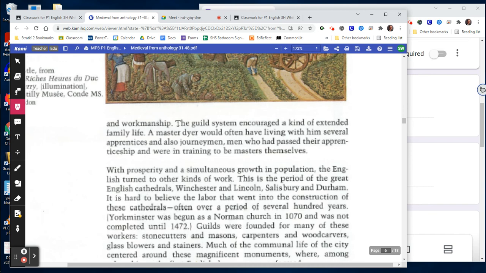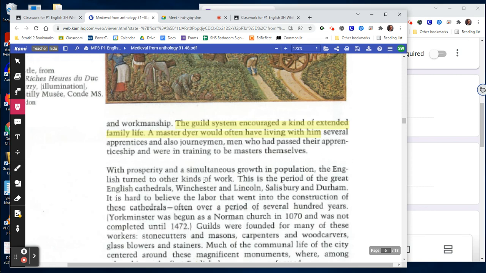Okay, here one of the things that's noticeable is that the master would have people living with him. When you think about it, back in those days, you needed a place to live. If you lived on a lord's land, you owed the lord some taxes. So you had to live somewhere. So if you lived with a master dyer, you would then owe him your work. And that would be just one way of surviving, getting some food and some place to live.